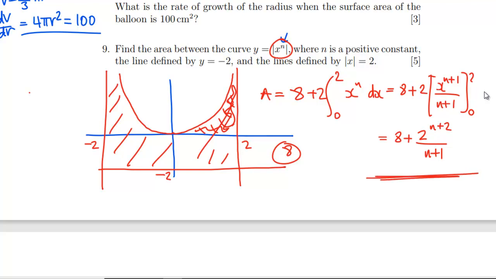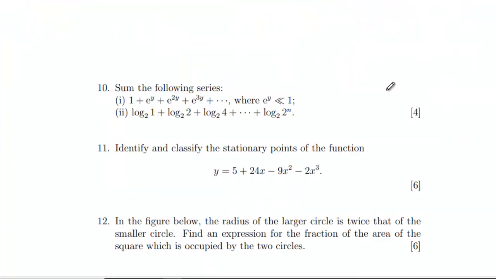Right, so that's done that one. Have we got more questions? I don't normally stop on 9 from what I recall. Here we go. Right, so question 10.